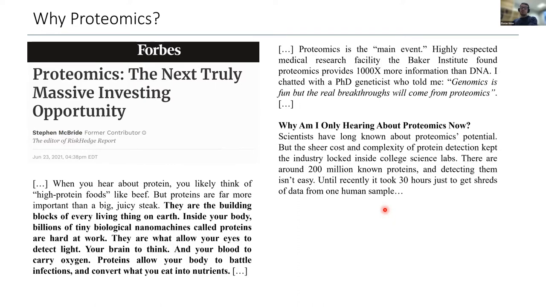So the learning objective for today is that I want you to understand the basic data acquisition methods that are used in proteomics. And you should also understand why these acquisition methods work, and hopefully in the end you're also able to make a good judgment on which data acquisition method might be a good choice for your specific experiment.